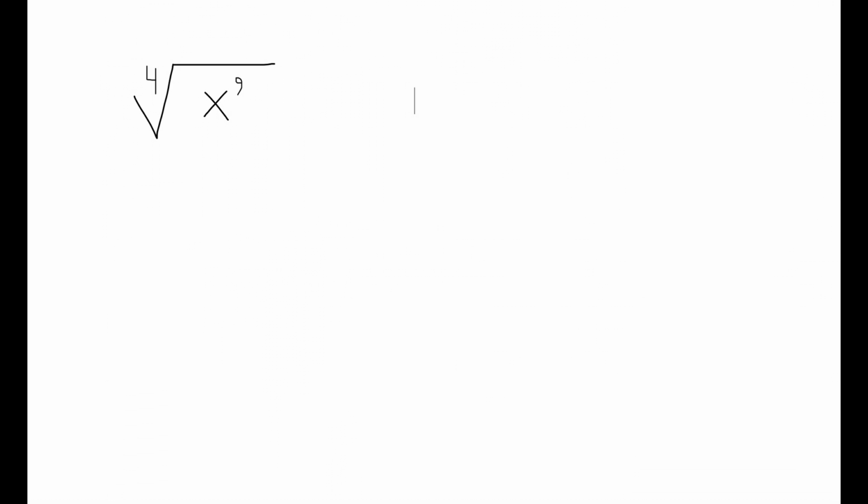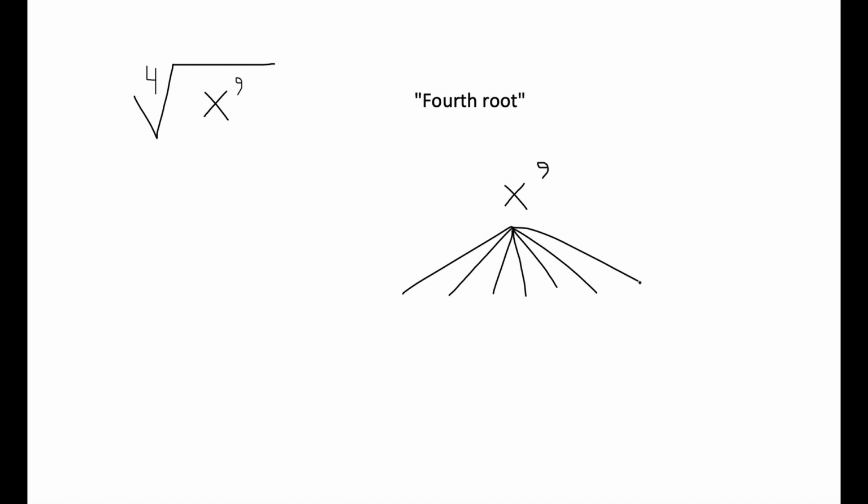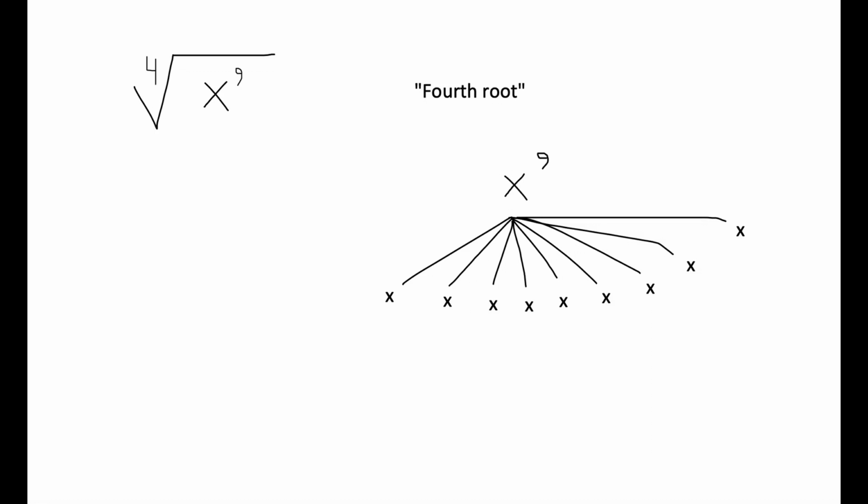In one more example, we have a 4 in the crevice of the root. And this indicates that we're going to be taking what's called a 4th root. Similar to before, I'm going to create a tree in order to analyze x to the 9th. We can show that x to the 9th is a product of 9 x's. And this time, since we're doing a 4th root, we're looking for 4 identical factors to identify. Here we see 4 x's, and then we see another set of 4 x's. There's one remaining x who doesn't form a group of 4.